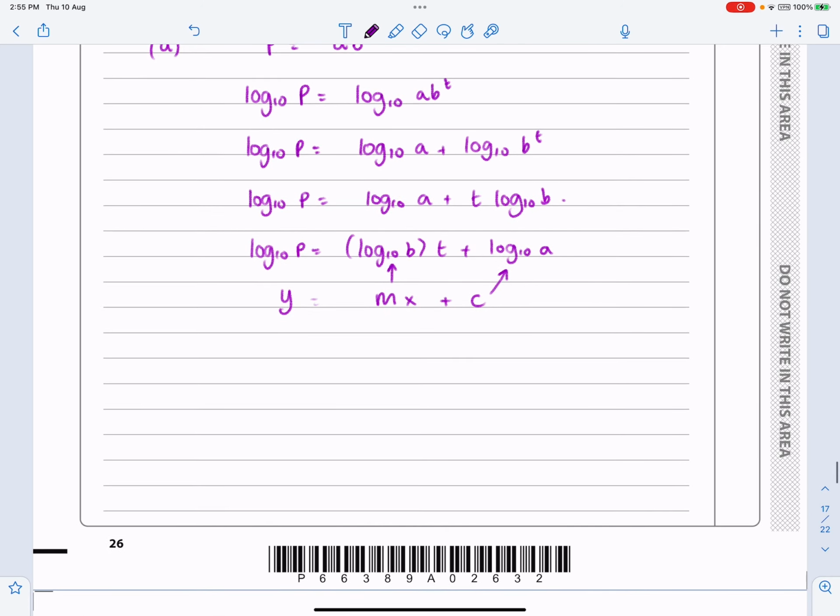So what that means is that I can now say log 10 B is equal to the gradient, which they said was 0.09, and I can say log 10 A is equal to the intercept, 0.68. If you go back and do some of the past papers on these, you'll find that you actually had to read these off of a graph, but more recently they're looking at just setting them up like this one.